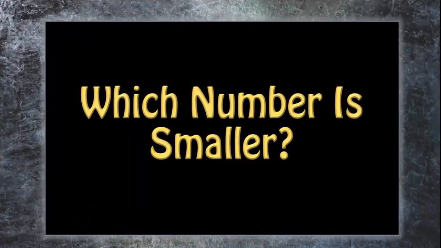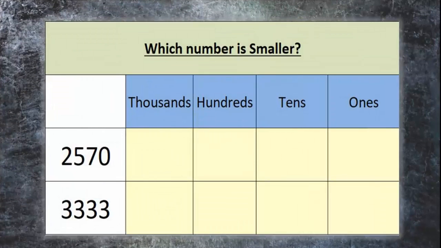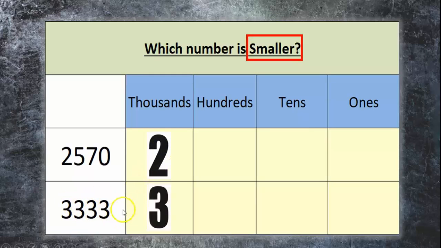Let's do which number is smaller now. So let's do the same thing. We're going to start from the left side. 2,570 has 2 thousands. 3,333 has 3 thousands. So we must remember that now we're looking at the smaller number. We're trying to find which number is smaller. Is 3 smaller than 2? No. 2 is smaller than 3. Therefore, 2,570 is smaller.